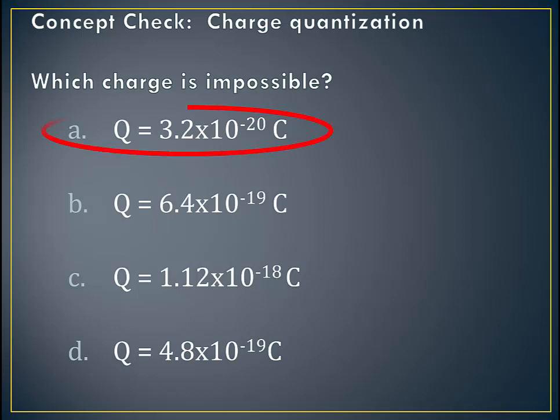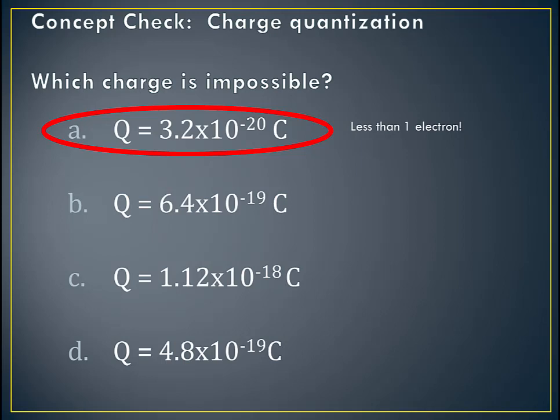So the correct answer would be A, which is Q equals 3.2 times 10 to the negative 20th coulombs. And why is A impossible? Why can't you have a charge of 3.2 times 10 to the negative 20th? Well, if you recall, charge always comes in packets. Q equals Ne. So the trick is, all you do is just take Q here and you just divide it by the charge of an electron, which is 1.6 times 10 to the negative 19th.